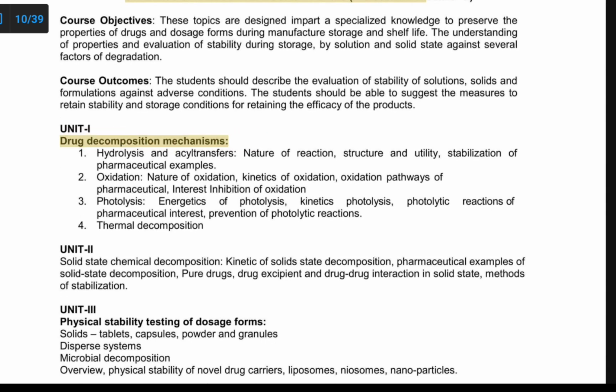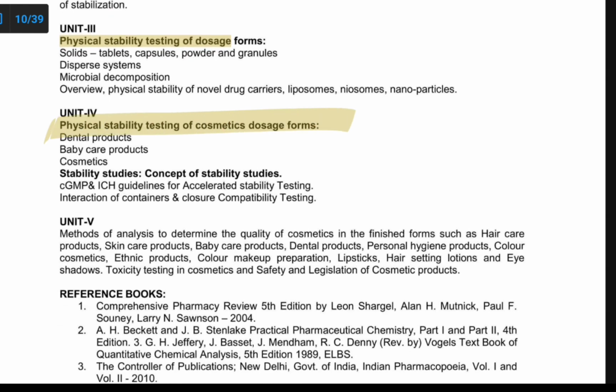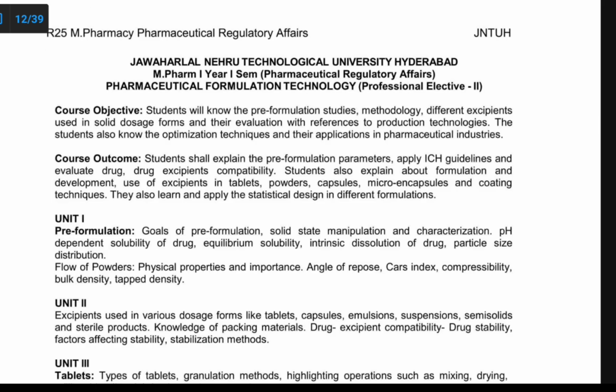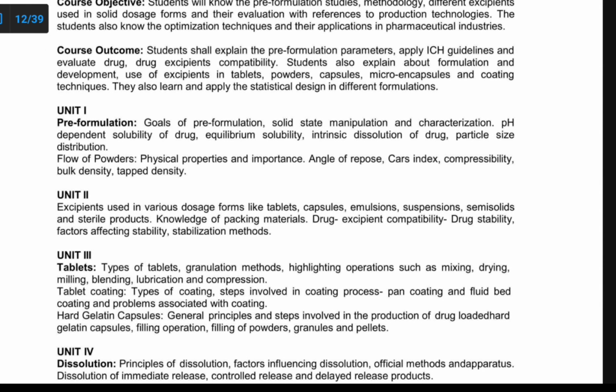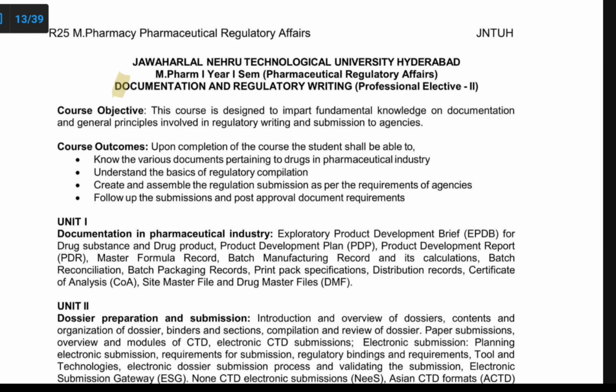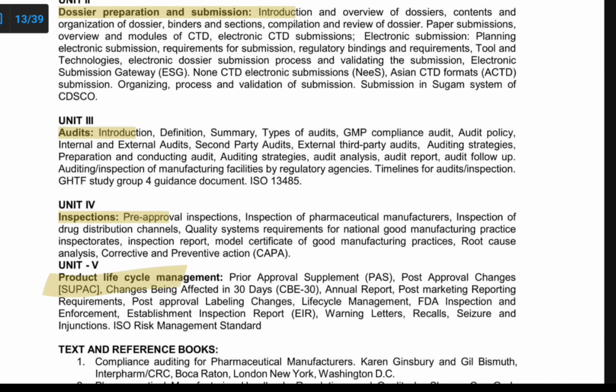drug decomposition mechanisms, solid state chemical decomposition, physical stability testing of the dosage forms, physical stability testing of cosmetic dosage forms, and then stability studies and the concept of stability studies, methods of analysis to determine the quality of the cosmetics in the finished forms. Then we have pharmaceutical formulation technology: pre-formulation, excipients used in various dosage forms, tablets, dissolution and testing, stability testing. Documentation and regulatory writing: documentation in the pharmaceutical industry, dossier preparation and its submission, audits, inspections, product life management.